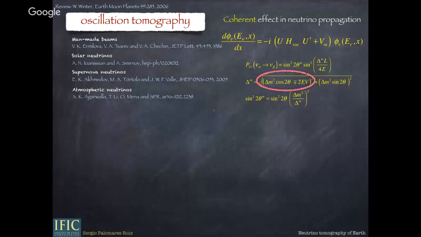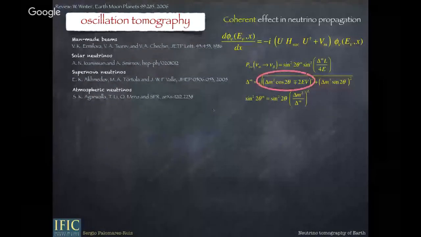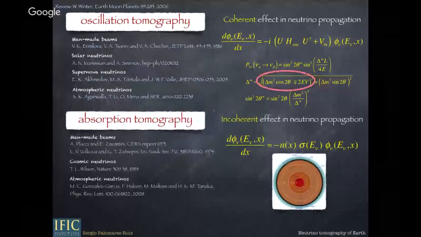Here I'm just quoting the first papers in which these kinds of things were discussed. This is interesting for energies where the usual coherent matter effects in neutrino propagation take place, so for energies below 100 GeV, and that depends also on the type of source, atmospheric neutrinos, solar neutrinos, whatever. Then we also have absorption tomography, which is important for energies, say, above TeV or so. And the original proposal in 1973 and 74 is of this type.